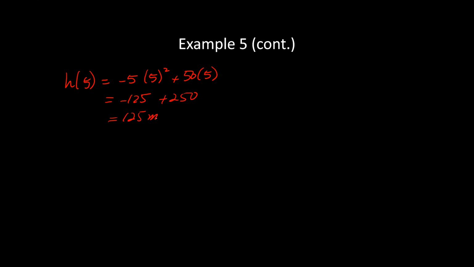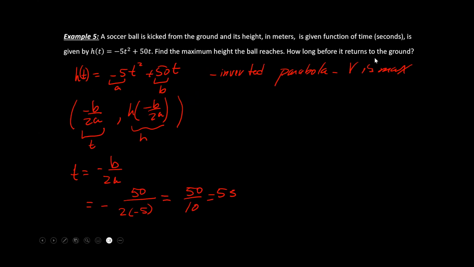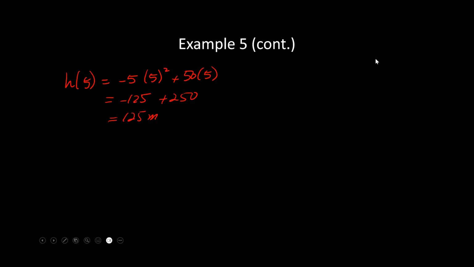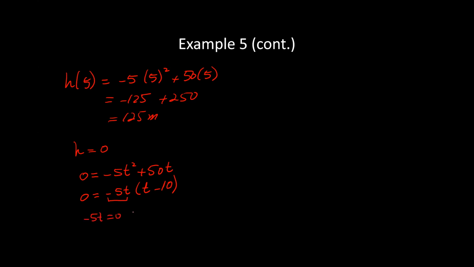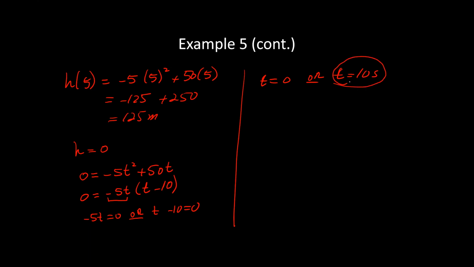125 meters. And then the last one, they ask, how long before it returns to the ground? Well, it's the same as before. h is 0. So 0 equals negative 5t squared plus 50t. We can factor out a negative 5t, and we will have t minus 10. So two things: negative 5t equals 0, or t minus 10 equals 0. So t equals 0, or t equals 10 seconds.